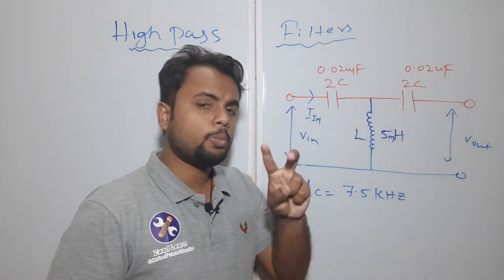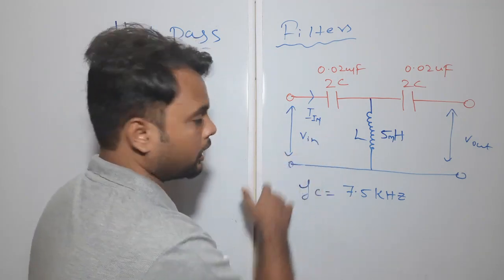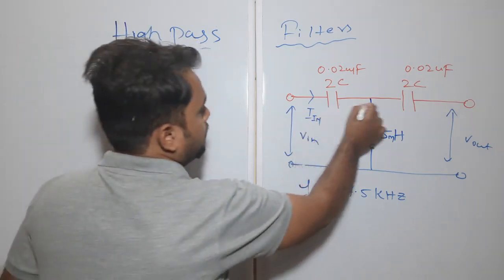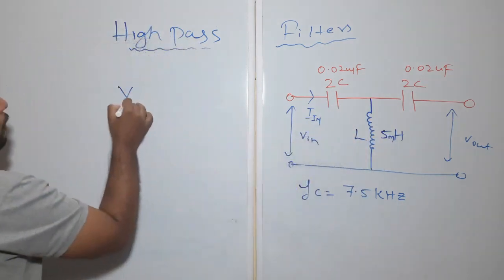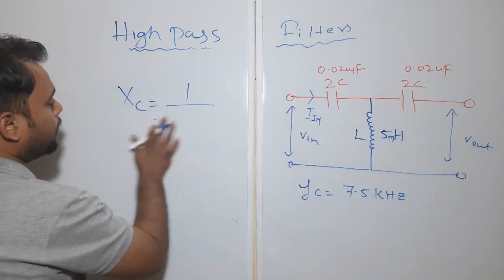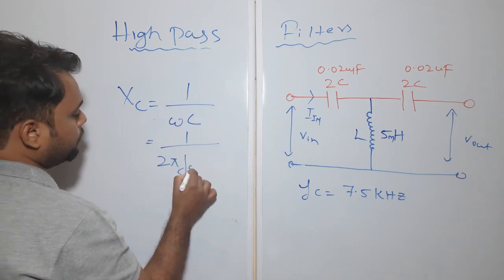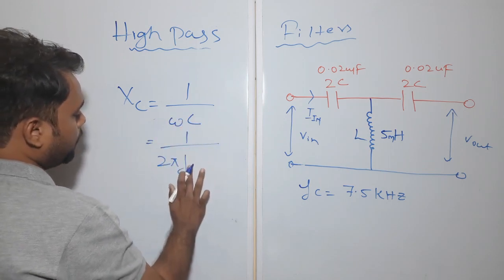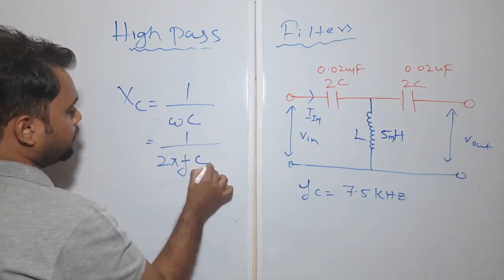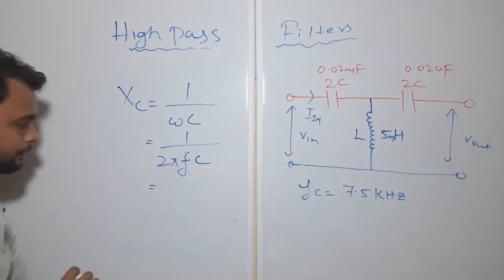But now let's take 2 minutes more extra time, and we will discuss a little bit deeper about the high pass filter. As you can see, there is a capacitor connected here. So the value of Xc that we have is 1 by omega C, and we can also write that as 1 by 2 pi f C, 1 by 2 pi f C.